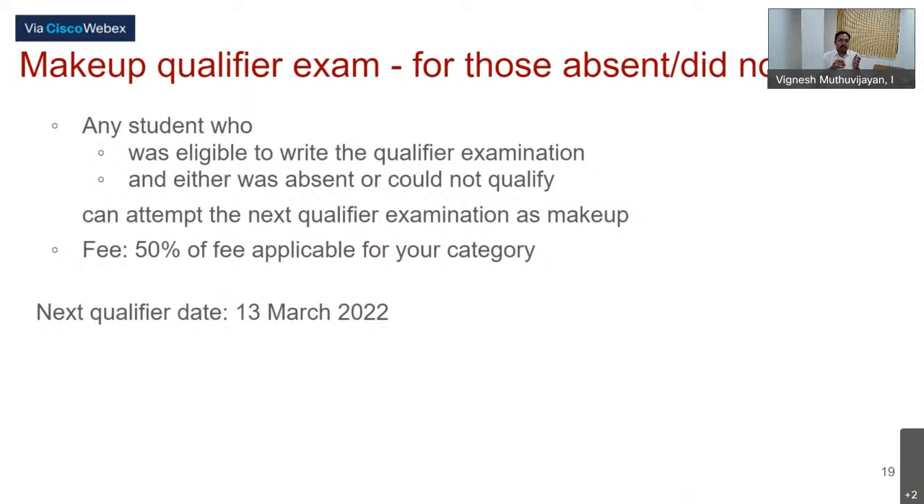There is a fee associated with this makeup qualifier process. 50% of the fee applicable for your category will be the fee for the makeup qualifier exam. So you would have paid some fee for appearing for this qualifier exam, and you pay 50% of that to appear for a makeup qualifier. Please note that this is possible only for students who have become eligible for the qualifier exam by submitting the assignments on time. If you have not become eligible for the qualifier exam because of poor scores in the assignments or not submitting them, then you do not have this option.